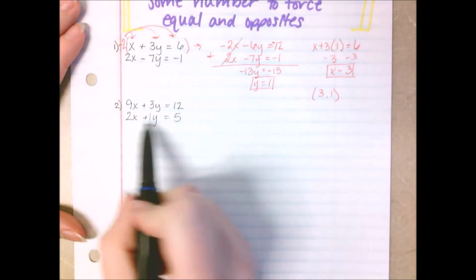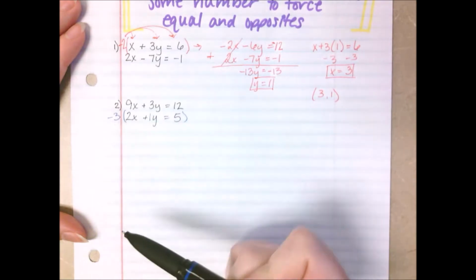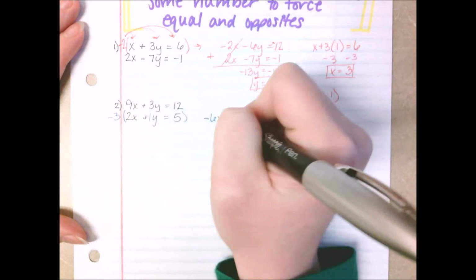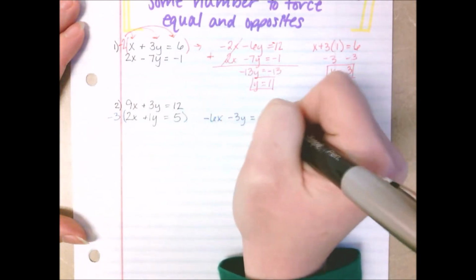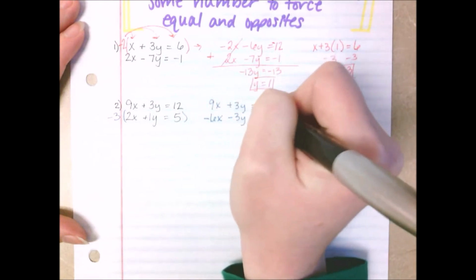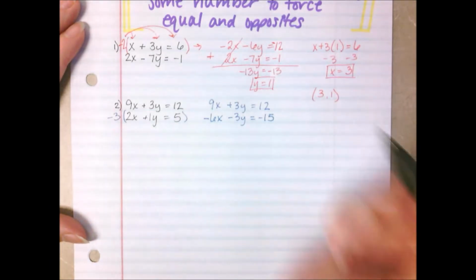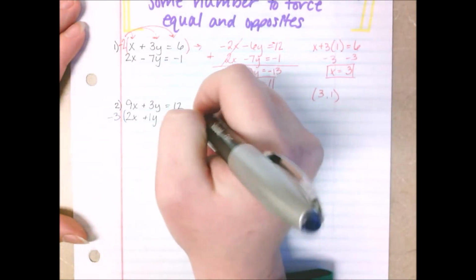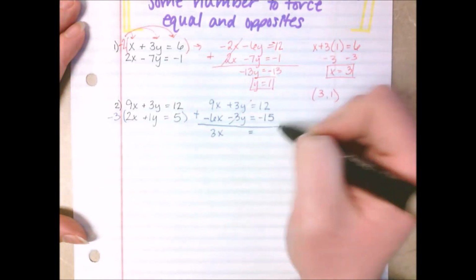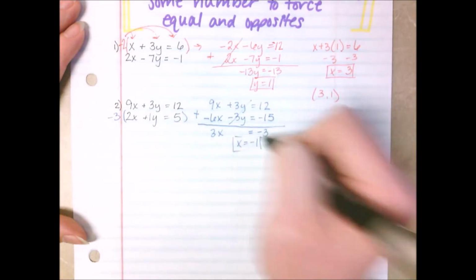So if I multiply this entire second equation by negative 3, that would leave me with equal and opposite coefficients. So when I multiply through, I'll have negative 6x minus 3y equals negative 15. My top equation just comes over. Be careful that you make sure you distribute that negative 3 to each piece of the equation. Now I'm going to add through. When I do that, 9x minus 6x is 3x. My y's cancel, and 12 minus 15 is negative 3, or I get x equals negative 1.